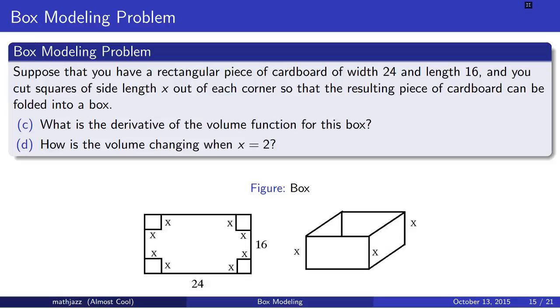Pause the video now to solve these problems, and unpause when you're ready to see the solution.